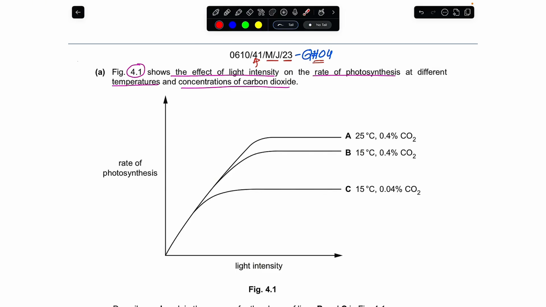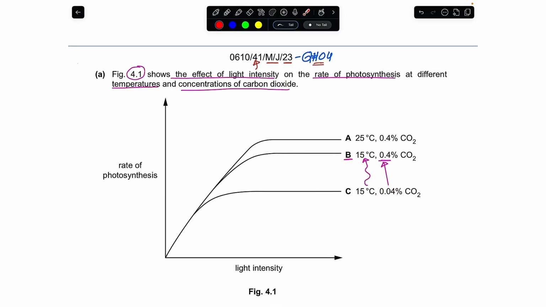Here is a trick. If I consider C, before the graph reaches a plateau, at this part of the graph, temperature and carbon dioxide would be in excess and the light intensity would be limiting. But at this point where it is becoming horizontal, reaching the plateau, the temperature and carbon dioxide would become limiting and the light intensity would become excess.